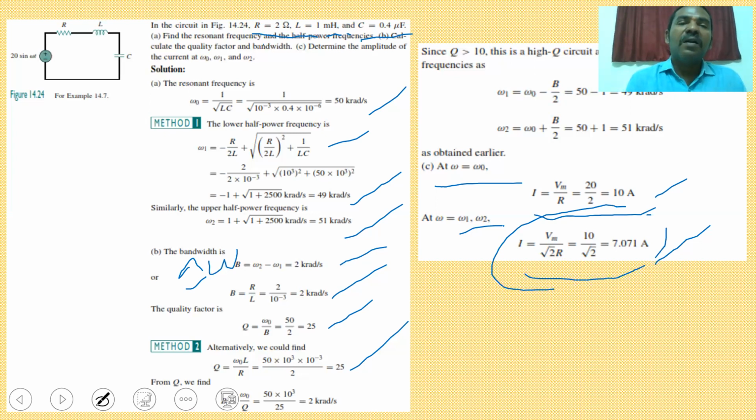So like this, you have to go for the calculation of half power frequencies, resonating frequency, quality factor, bandwidth, or the current with respect to different frequency levels. So next question.